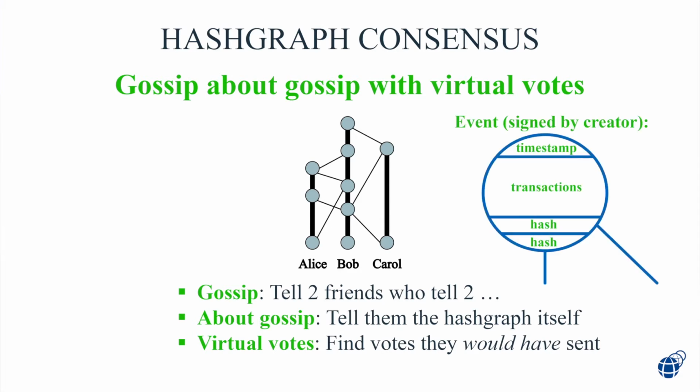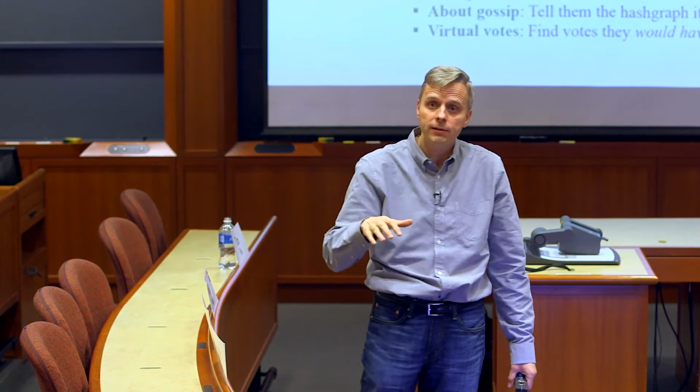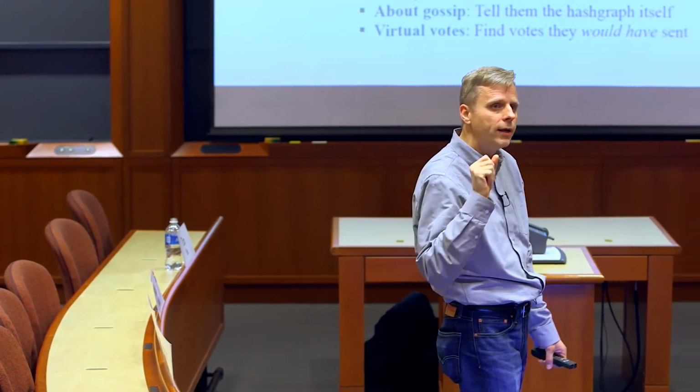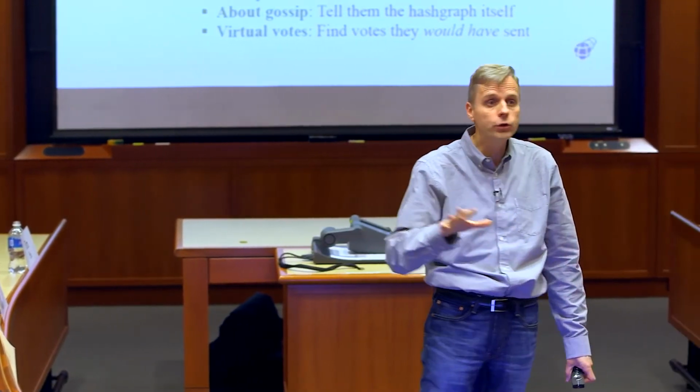And so one of these circles has these things in it. It has transactions in it. It has a timestamp. It's signed by its creator and it has the two hashes, and even those can be compressed because I'm always sending you the hash of an object you already have in memory, and you don't have very many objects in memory, so it doesn't take very much effort to tell you what hash I'm thinking of. And that's it. Hashgraph works by gossip about gossip with virtual voting.